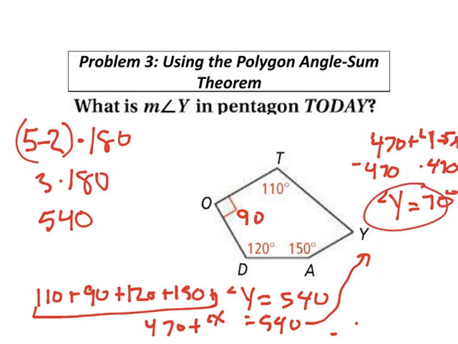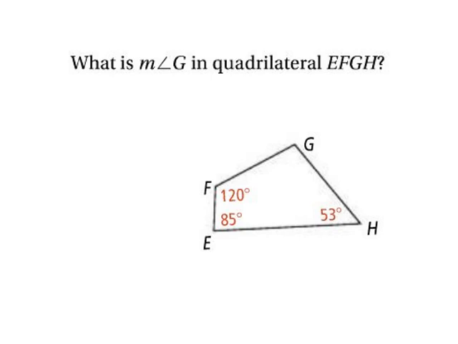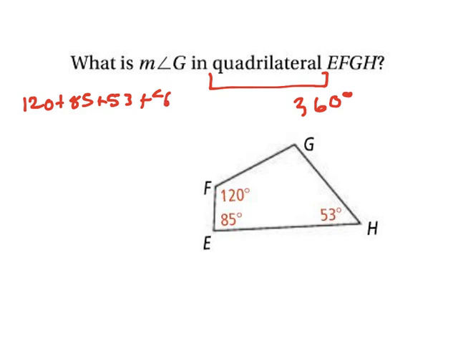Alright. Keep going. Same thing. This is a quadrilateral. We should already know quadrilaterals have 360 degrees. Think of a square. A square has 4 right angles. That's 4 times 90 is 360. So I'm not going to work out finding all of that. I'm just going to go ahead and go 120 plus 85 plus 53 plus angle G is 360.